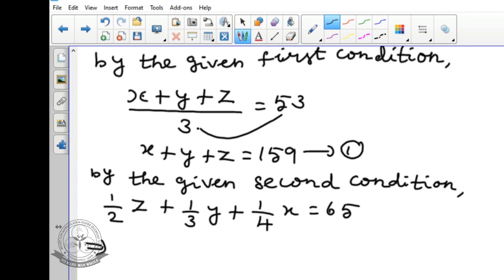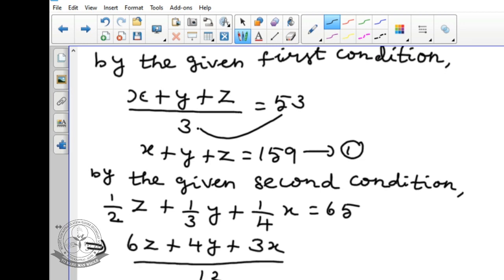The LCM is 12, so we have to multiply. 2 sixes are 12, so 1 times 6 is 6, so we write 6Z plus. Here 3 fours are 12, so 1 into 4 equals 4, so 4Y plus. Here 4 threes are 12, so 1 into 3 is 3, 3X by 12 equal to 65.